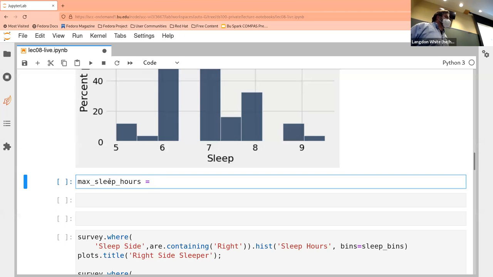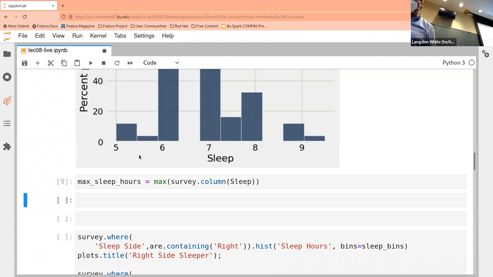What can we use to figure that out? What function? Max. Max is your friend. And then we just say survey column. Did I type it wrong? Oh, yeah. Okay, but what's cool is I can still use my garbage variable and it should still work. And so we can get, oops, I meant to print it.